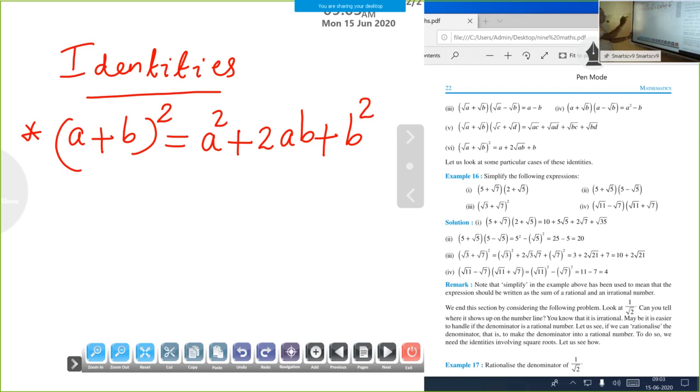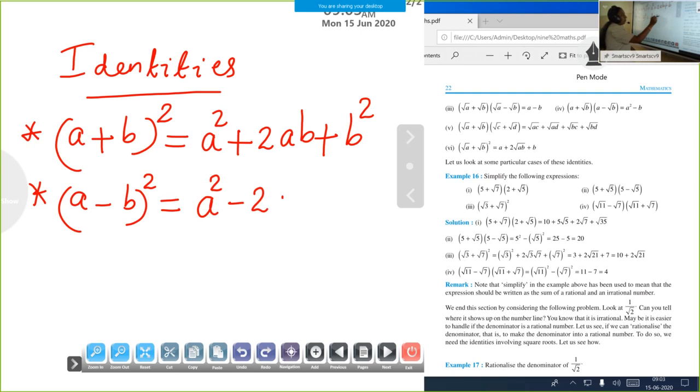Then next identity, a minus b the whole square. What is the value of a minus b the whole square? The answer is first number square, a square, minus 2ab, 2 into first number into second number, plus second number square. This is the second identity. A minus b the whole square equals a square minus 2ab plus b square.